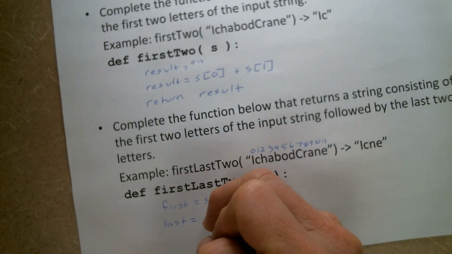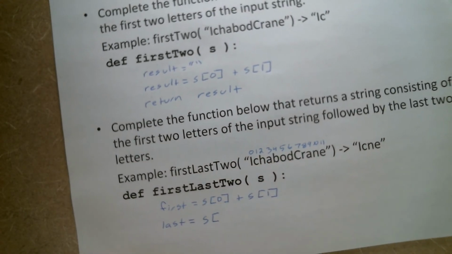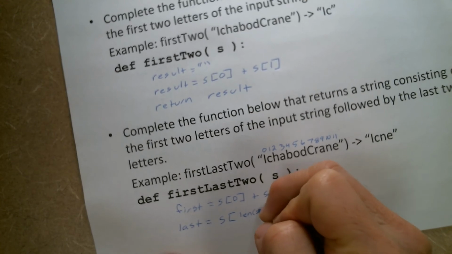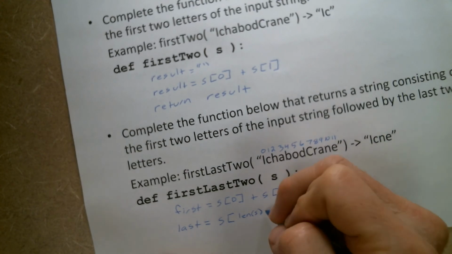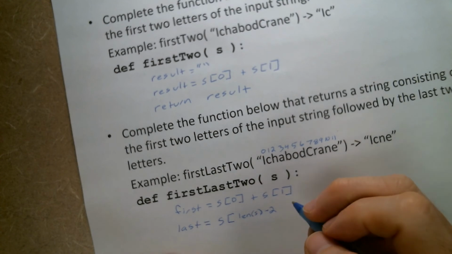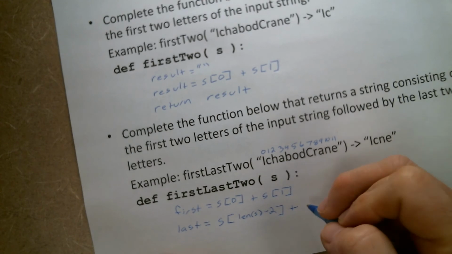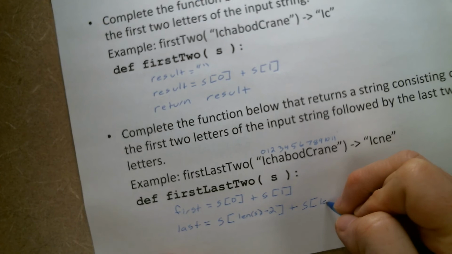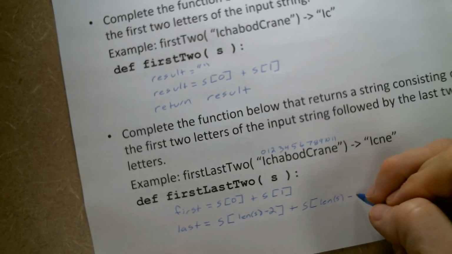So the way I'm going to get those is I'm going to say S of, or index of, and then I'm going to do the length of S, which is going to be 12, but then I'm going to subtract 2 from that, which will bring me back to index 10 and get me the letter N. And then I'm going to add to that the final letter, which I'm going to get by doing S of length of S, and instead of subtracting 2, only subtracting 1.